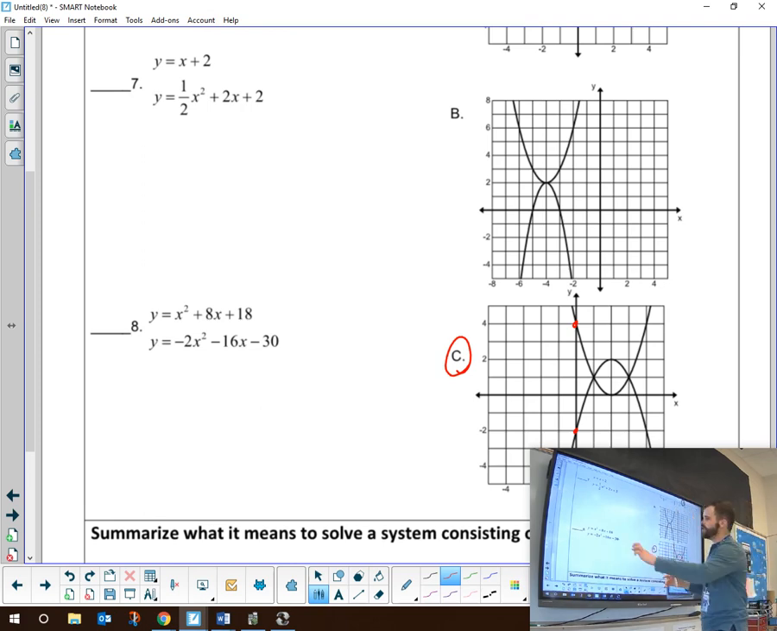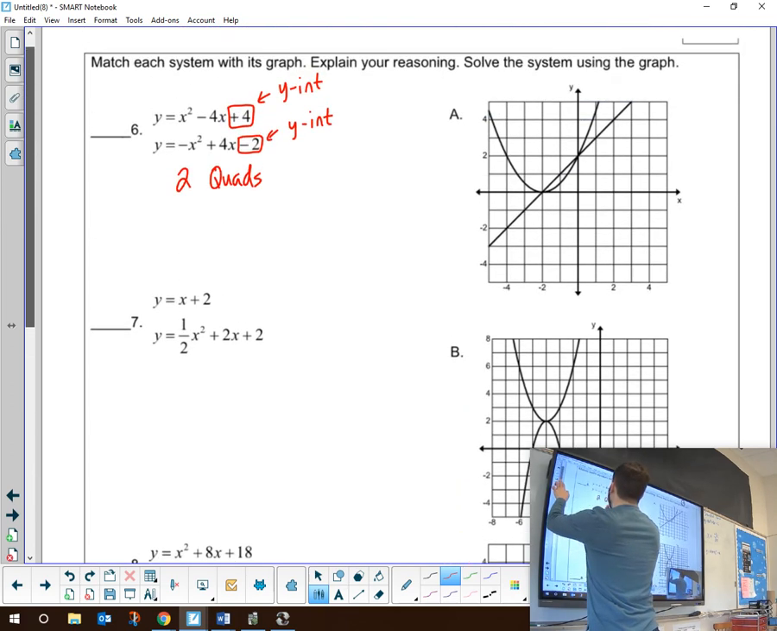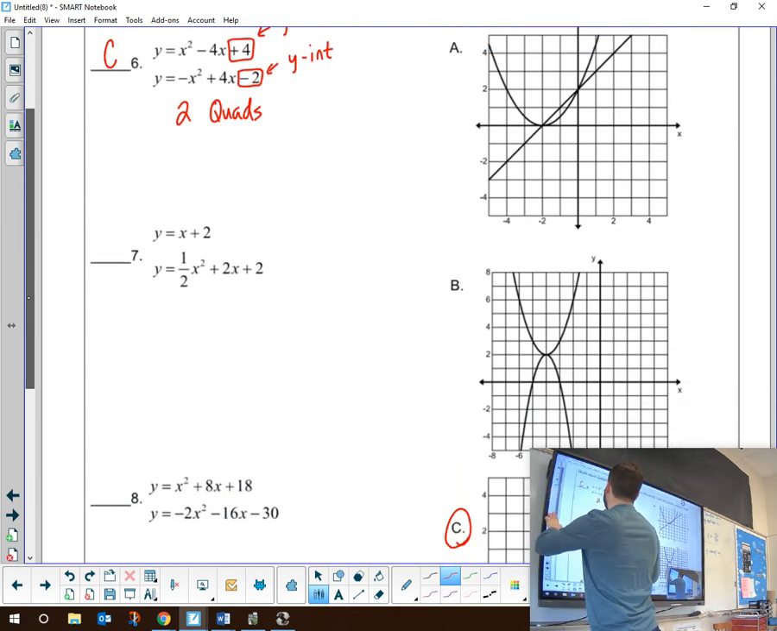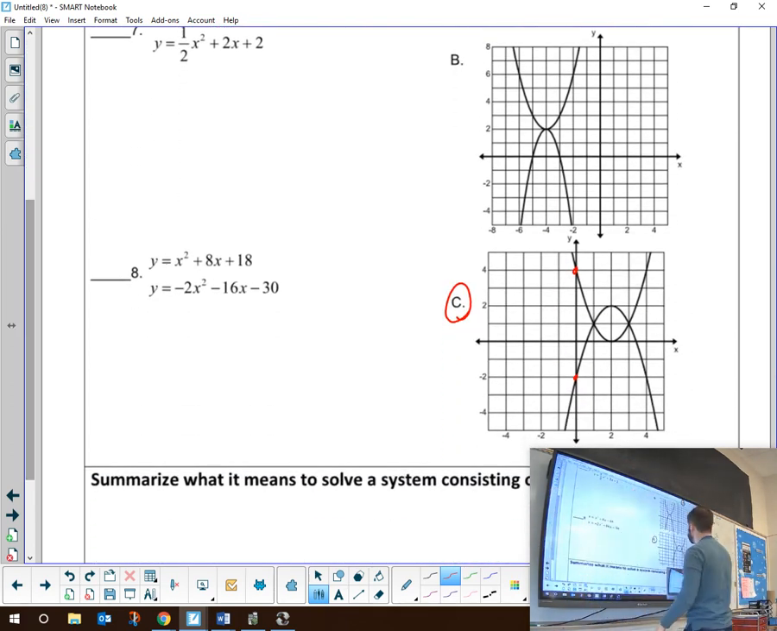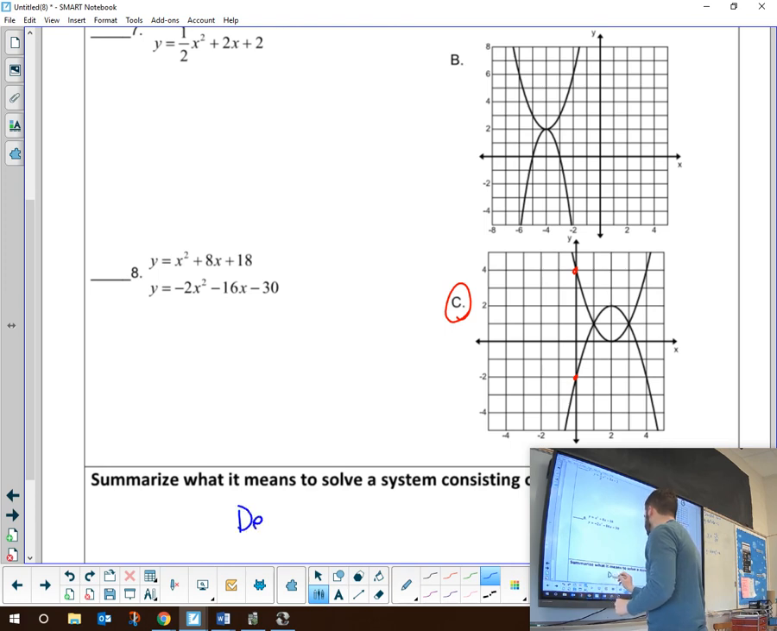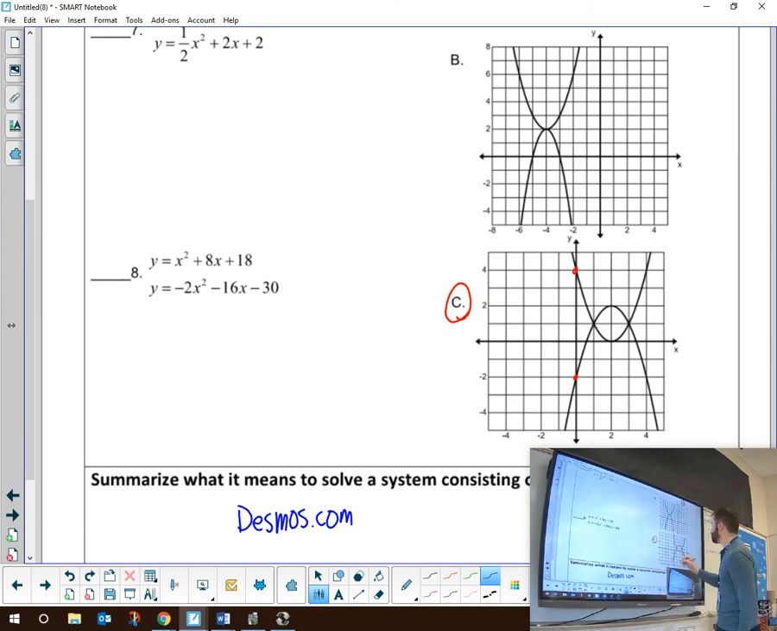All right. So if this one is C, now we're going to see if we can find the actual answers. So my answers are where it intercepts at. Whenever you're solving these, you can always check your answer by using your calculator or going to desmos.com. Remember, that's desmos.com. I'm going to write that down here. It's a graphing calculator, and you can find where your two things intercept at. Just click on the graph.